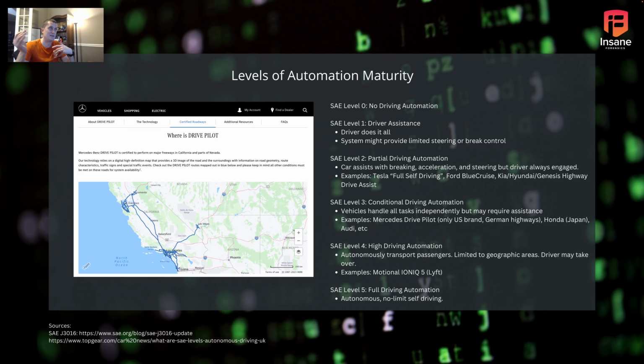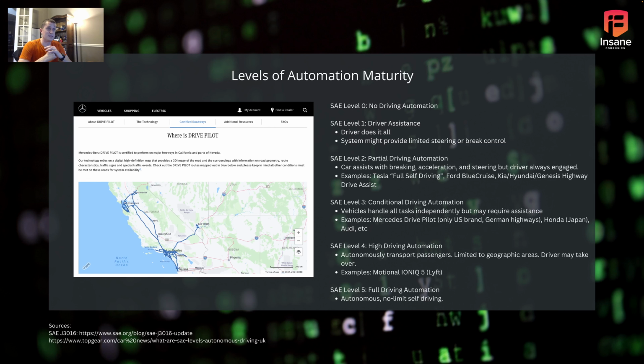So SAE level 0, no driving automation. Your human is doing it all in the seat. SAE level 1, driver assistance. Your driver's still doing all of it. The system might be helping with steering, lane control, brake control, that type of stuff, but your driver is at the wheel doing it. A lot of cars are at this level.